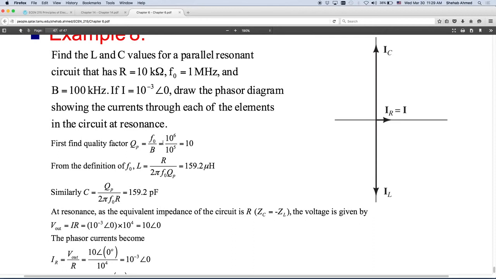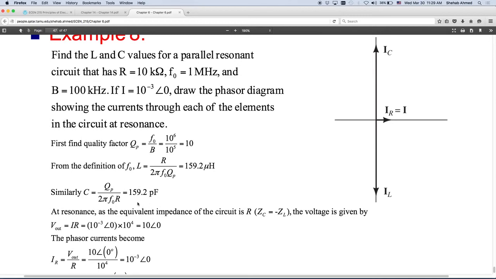So I'm not given L or C, right? I would need to find L and C. I'm given the bandpass, so from the bandpass and my resonant frequency I can calculate the quality factor. From the quality factor I can calculate L and I calculate C. After I calculate my L and C, I can calculate my XL and XC, of course.